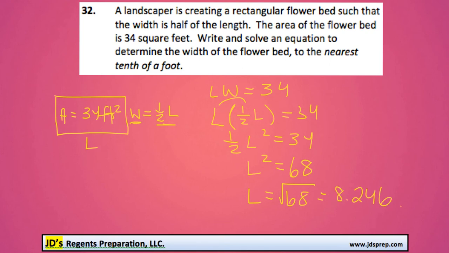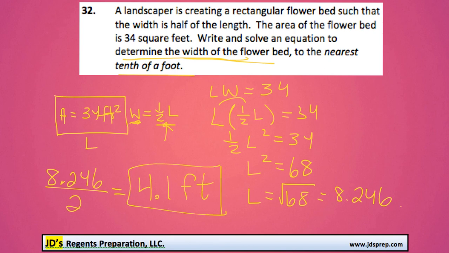8.246. Now, though, remember the question is asking us to find the width of the flower bed, not the length. But we do know the width is half of the length. So all we need to do is take the length and cut it in half, or divide by 2. And if we're going to round that to the nearest tenth of a foot, we should get 4.1 feet.